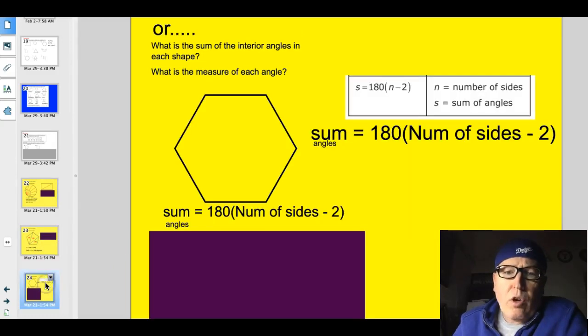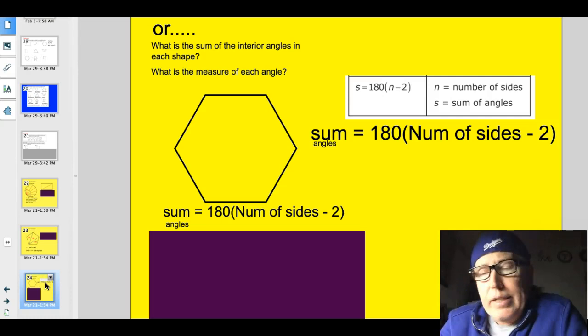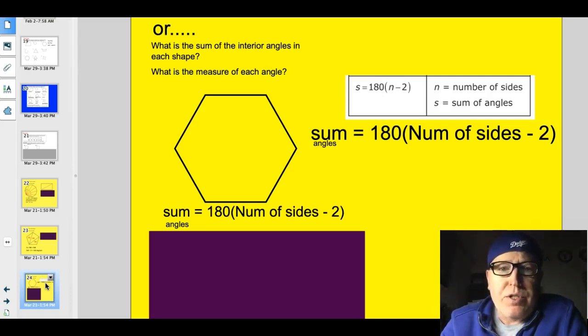All right, so what if you were to get one with like 150 sides on it? Would you still have to draw those triangles? Well, you could, but I'd hate to have to draw the shape and rely on the math.